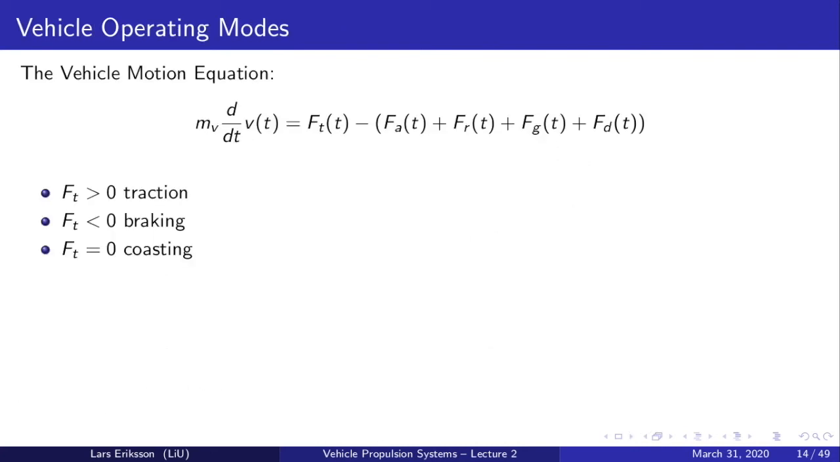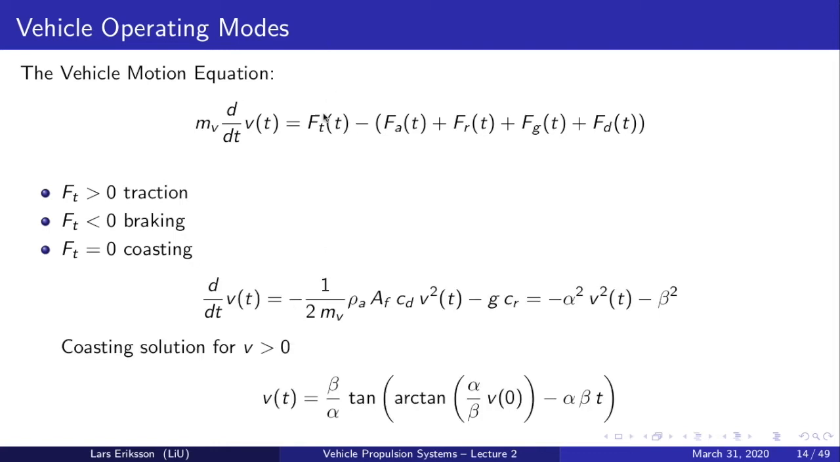When we look at the vehicle motion equation, we have some operating modes depending on what we're doing with the tractive force. Are we pulling the vehicle forward, or are we braking, or are we coasting? In the case of coasting, we can set up a differential equation. So we set this force to 0, and then we get the differential equation that gets this shape, and that can be solved analytically to get this equation here.